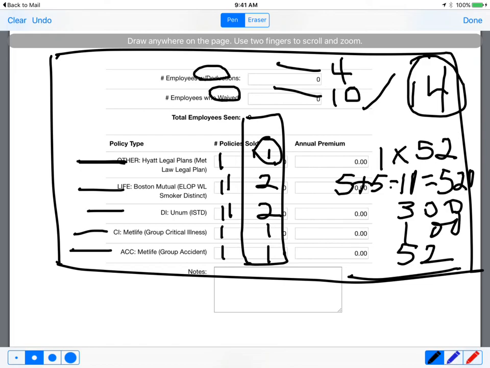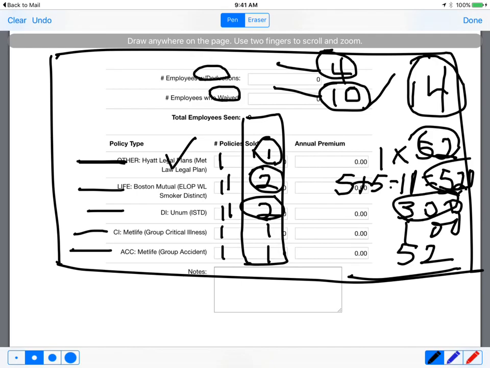So in this particular case, if you were to just text it to your manager, you would say I had 4 deductions, 4 takes, 10 waives. I had 1 legal plan for $52. I had 2 life plans for $520 total. I had 2 disability plans for $300. I had 1 critical illness for $100, and I had 1 accident plan for $52. That's it. That's all you have to do in order to give your stats.